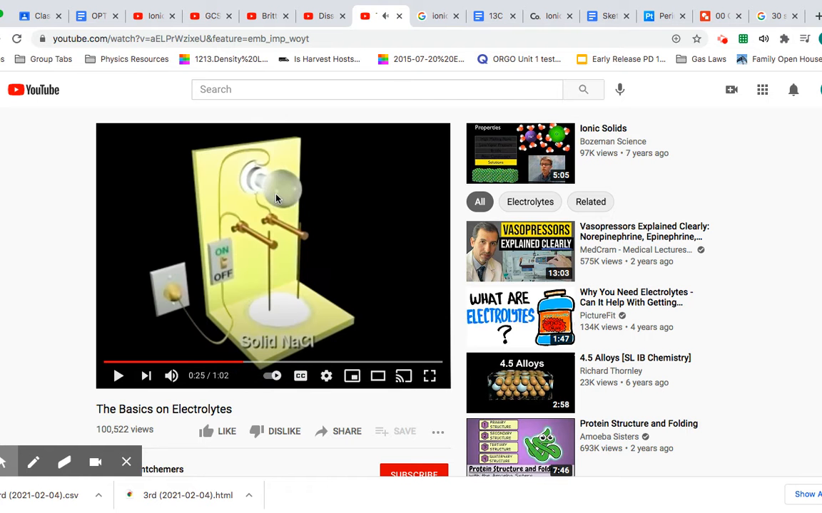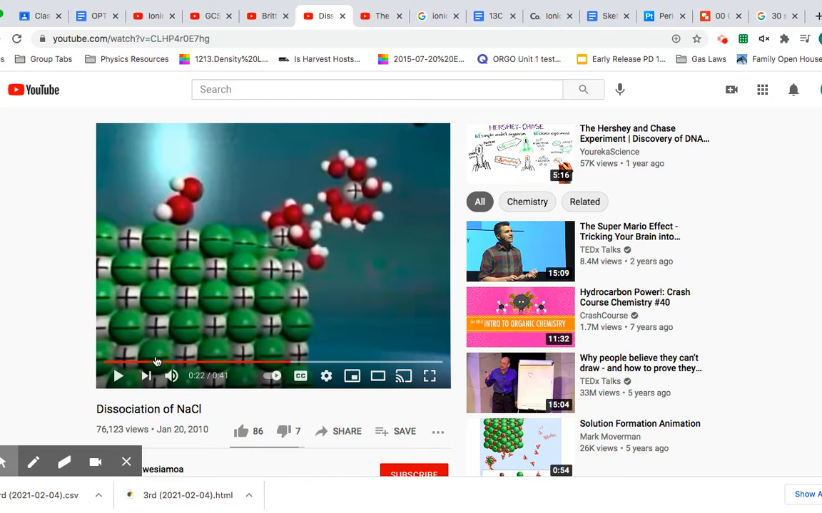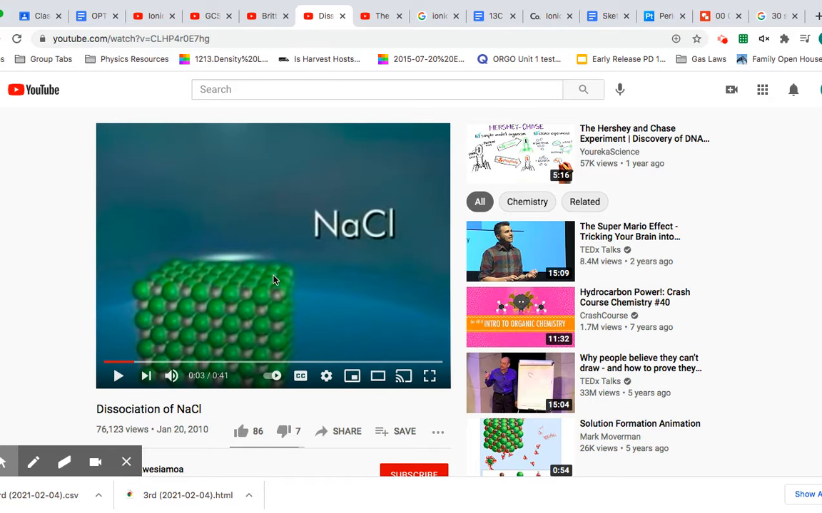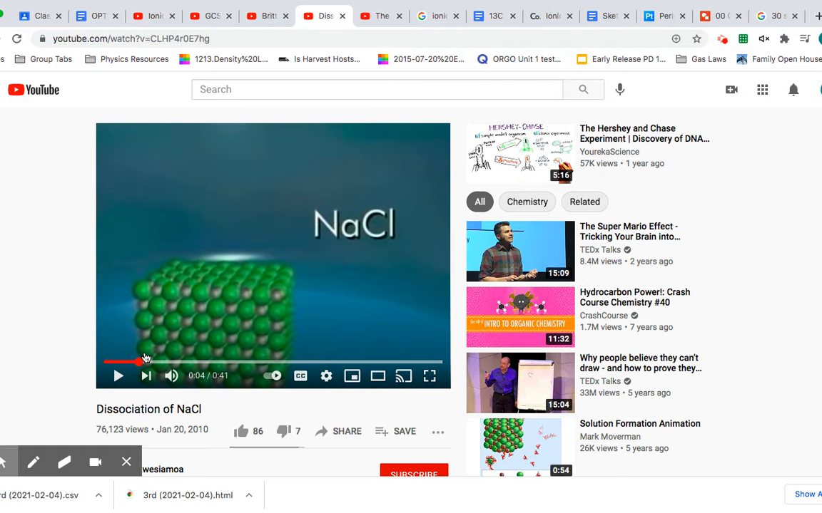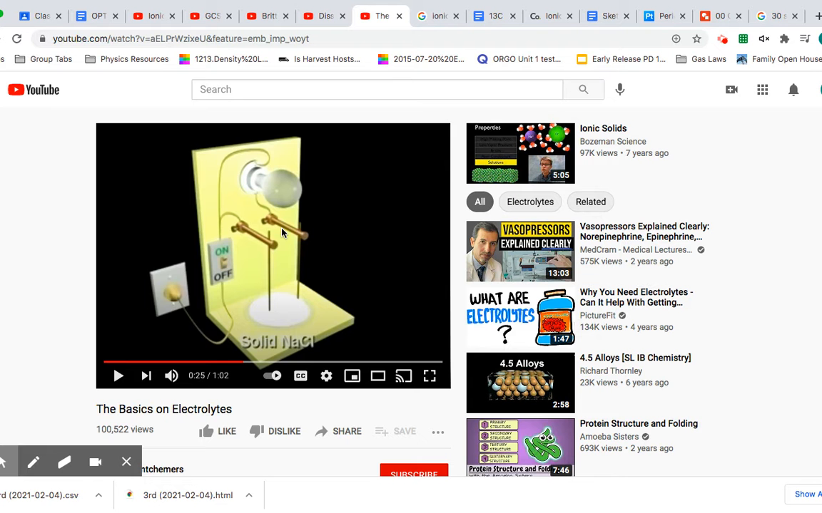Notice the light bulb is not lit up because we have this solid NaCl. So this solid NaCl is just like this block, right? And when it's in the block, the positives and negatives don't have the freedom to flow because they're attracted to each other. So they're sticking together. But keep watching.